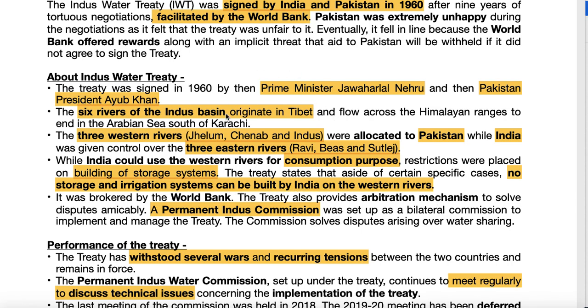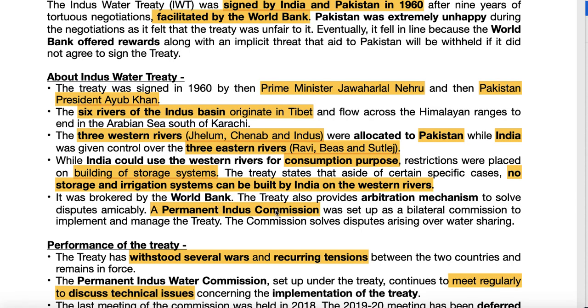This entire treaty was brokered by the World Bank, and initially Pakistan was reluctant to sign this treaty even though it was particularly favorable to Pakistan. It was skeptical of India's stance on this treaty in the future, and it thought that India could weaponize the rivers in the future. Still, India was on the table and Pakistan was on the table. To facilitate Pakistan signing this treaty, the World Bank gave some sops in terms of rewards and aid to Pakistan, and ultimately Pakistan signed this treaty.